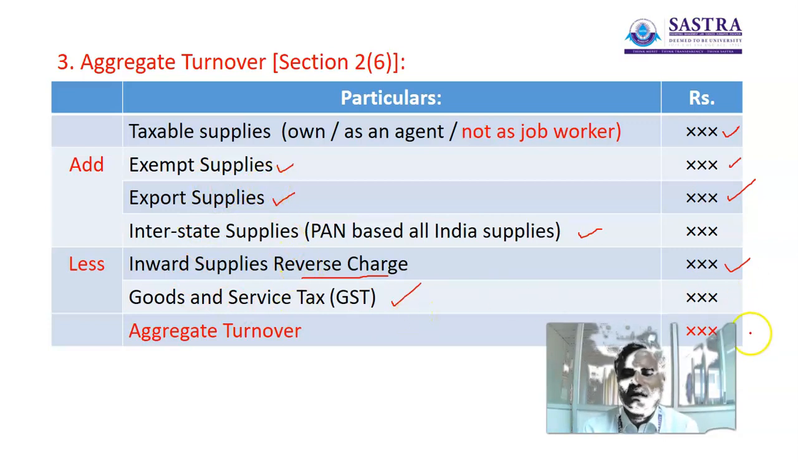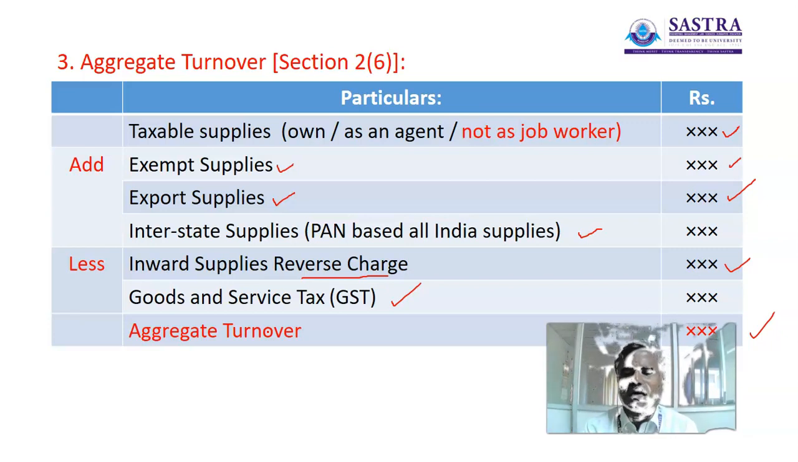The balance will be called what? Aggregate turnover. So the aggregate turnover is nothing but total turnover. It includes taxable, exempt, export and interstate supplies. Okay, everything will be here.